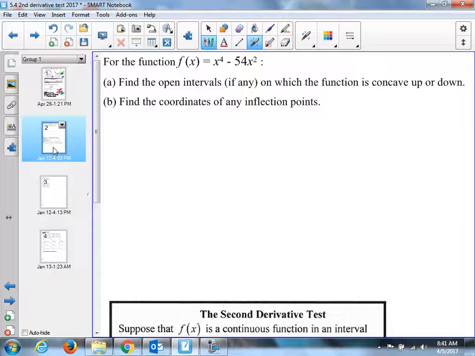So for this function, x to the 4 minus 54x squared. Now, although you don't have to graph it, you should intuitively have some ideas of what this function looks like. Now the lead term, the term in front of the highest degree, x, is positive 1. And it's an even degree function. So what does that mean about the way it starts and stops? Yep, I see it. It's probably a W type of thing.